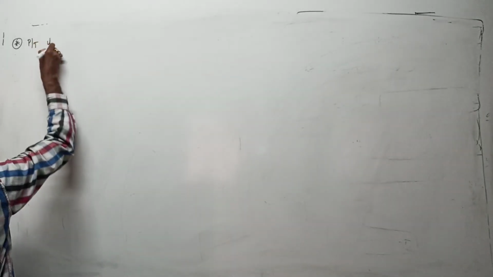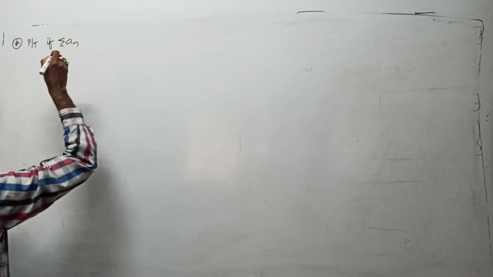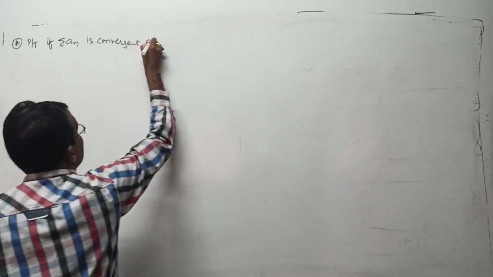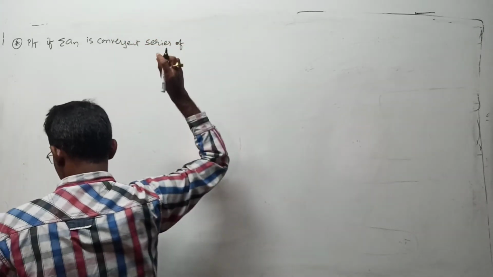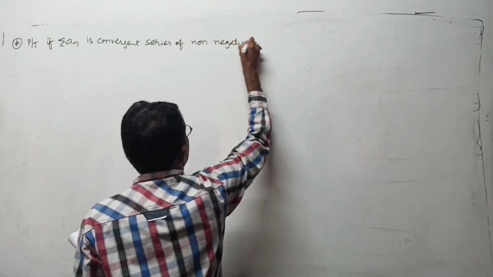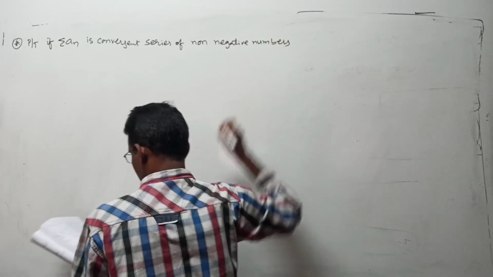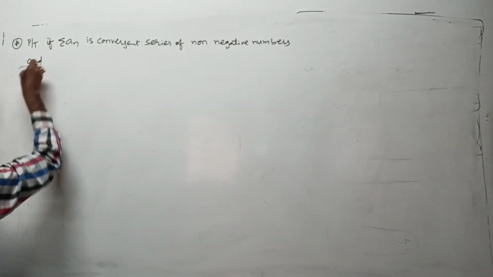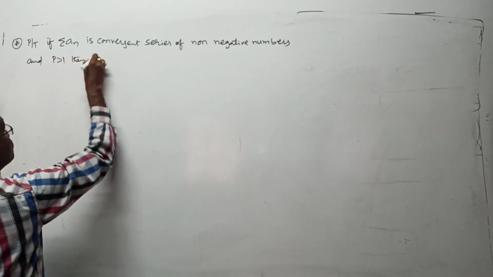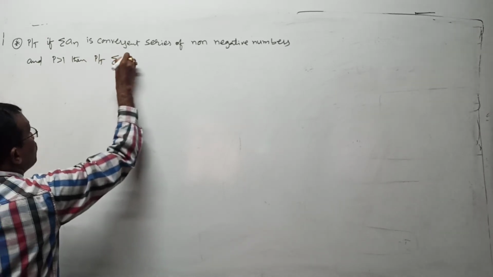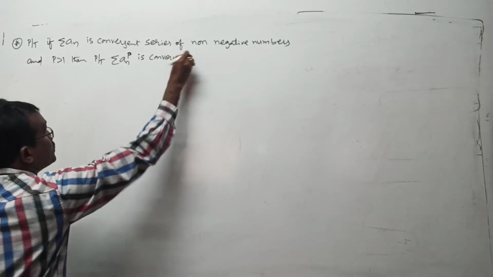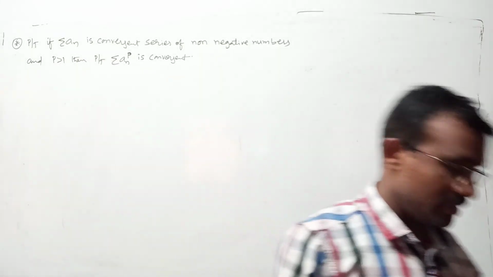Prove that if sigma an is a convergent series of non-negative numbers and p is greater than 1, then prove that sigma an power p is also convergent.